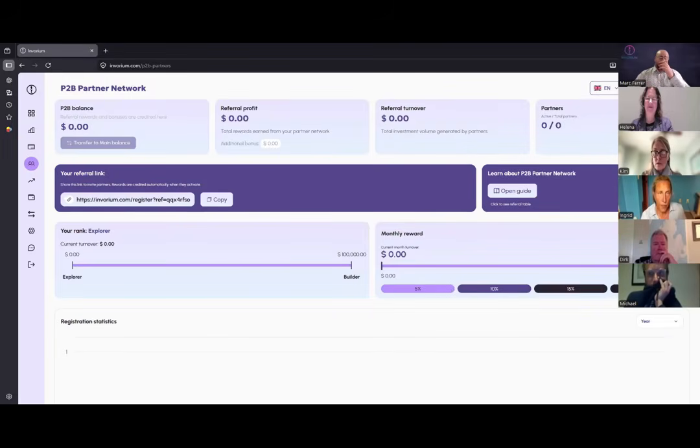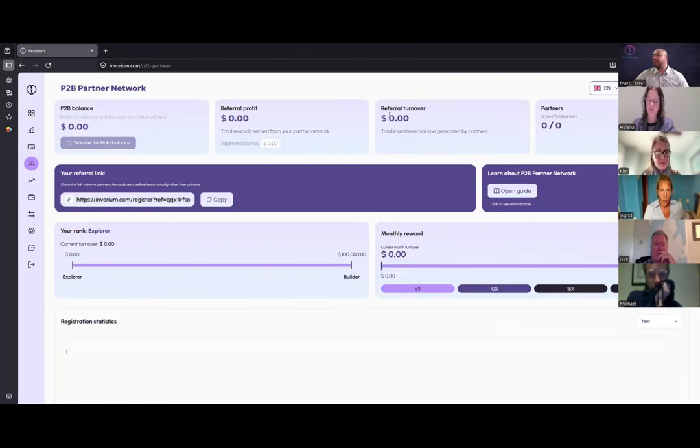The main indicators of your effectiveness are gathered here. First, the P2B balance. What is this? This is your hot wallet, where all the partners, rewards and bonuses fly into. The button to transfer the main balance allows you to instantly manage these funds, so you can withdraw them or launch them into new protocols.